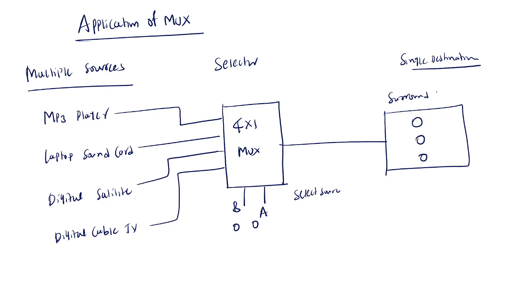So select source when it is 0, 0: MP3 is connected. When it is 0, 1, laptop is connected. When it is 1, 0, satellite is connected. And when it is 1, 1, cable TV is connected. Like this. These are the applications of MUX. Did you understand?